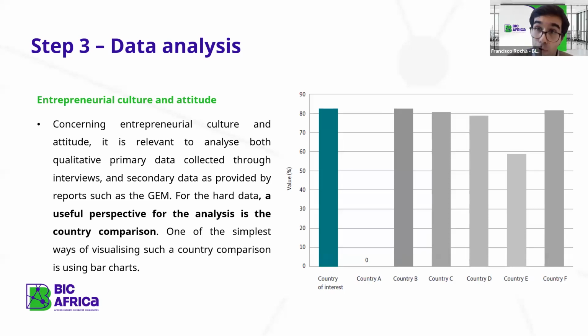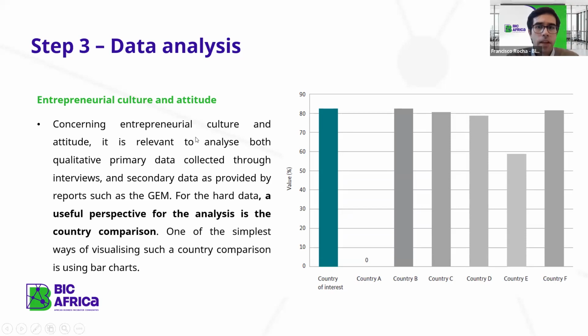in terms of its culture related to entrepreneurship, the attitude of people towards entrepreneurship. And so we would invite, of course, everyone that is interested to take a look at the GEM report and see what the indicators mentioned there are concerning the entrepreneurial culture and attitude. This is an example of how to visualize this and how to show this analysis.